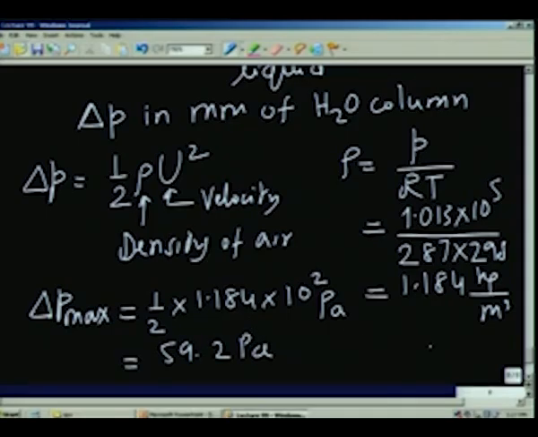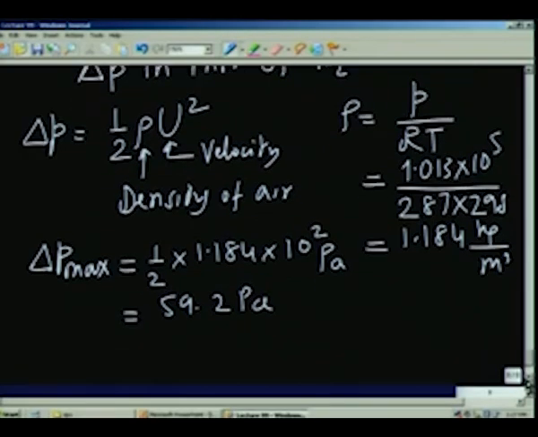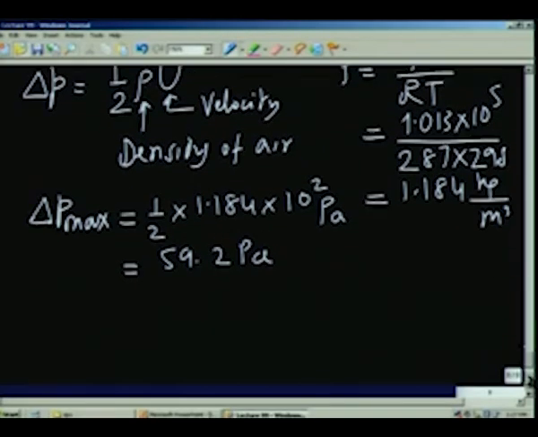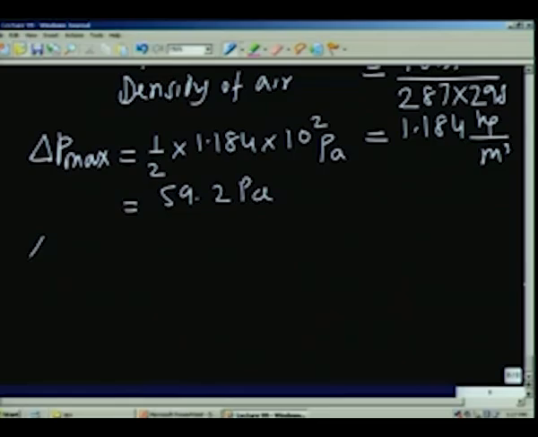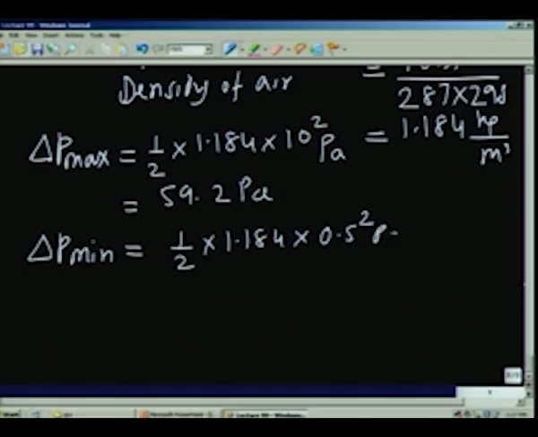I can similarly determine the minimum pressure which is going to be measured. All I have to do is to change the velocity to 0.5 meter per second, into 0.5 squared, pascals, and it comes to 2.37 pascals. So, we are talking about very small delta P's.